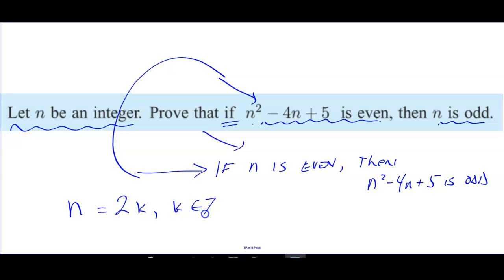So if n is even, I maybe write n equals 2k, where k is an integer. I'd plug it in. We get 2k squared minus 4 times 2k plus 5. And where am I going with this? What you want to show is that you can get an even number plus 1. That would make this odd. And I hope you can see that we are really close already.